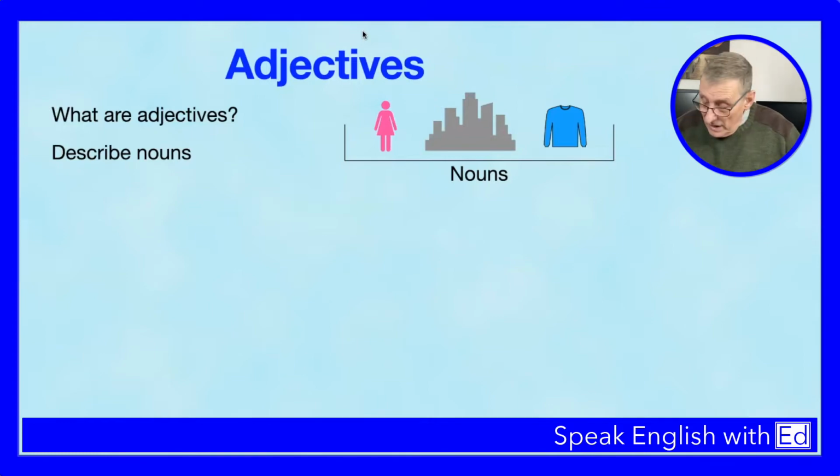So you can name a pencil. This is a pencil. So pencil is a noun. This is a mouse. You can name the object as being a mouse. So it's a noun. Now the role of an adjective is to describe the noun, to give you more information about it.